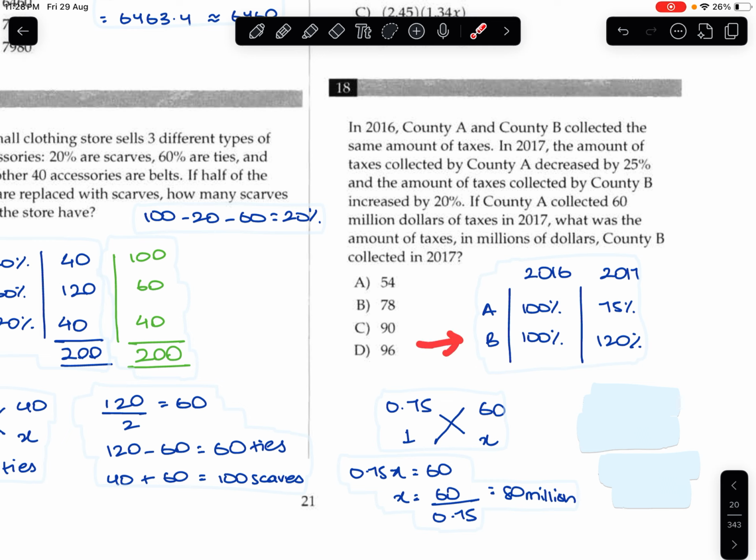And that is also the same for B. So we can set up another cross ratio now. If one whole is $80 million, then 120%, 1.2, would be X. And we work that out to be 96, which is option D.